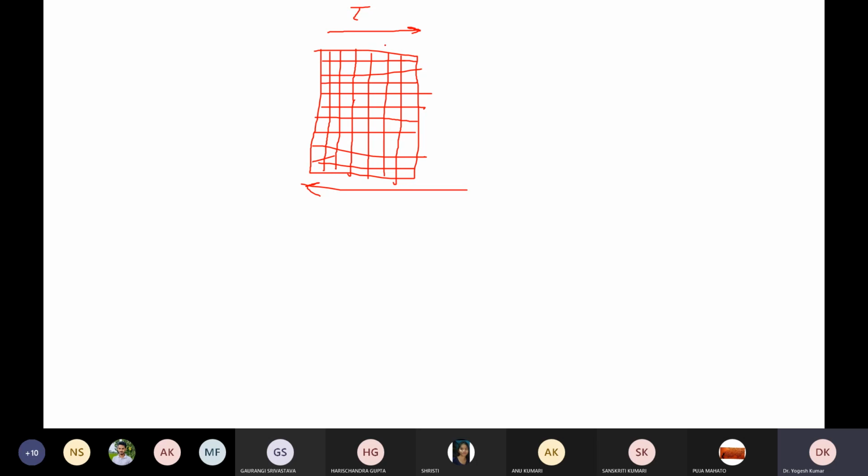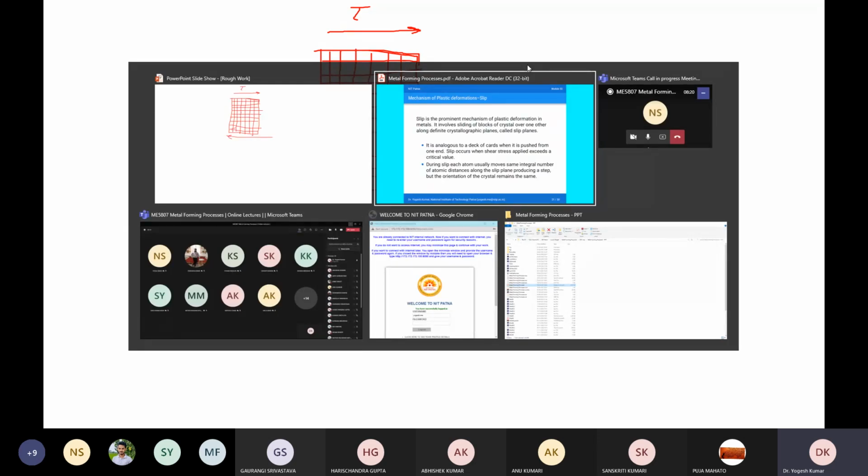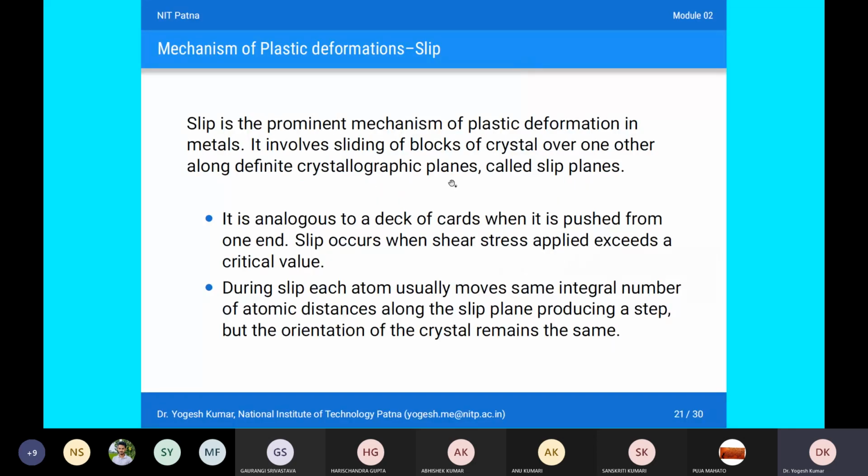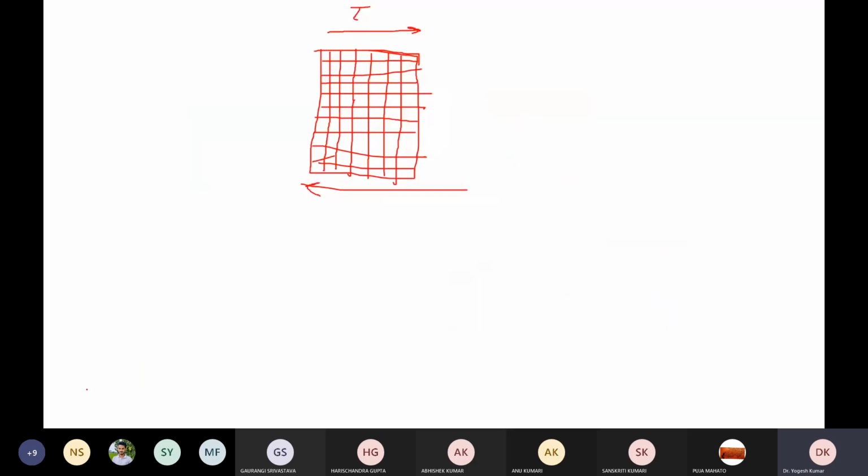Take this example as a card deck. I think you might have seen a card deck. Okay, so under slip, it is analogous to a deck of cards when it is pushed from one end, and slip occurs when the shear stress applied exceeds a critical value. Okay, so let me draw it in a different manner.